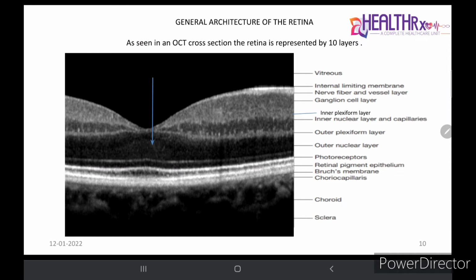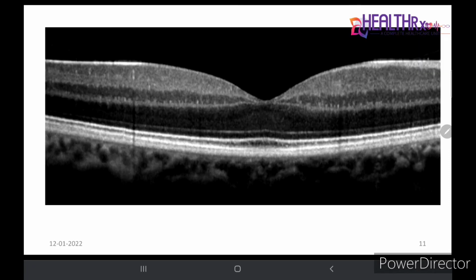Now the OCT scan of the retina represents its 10 different layers. Now since the retina that we see clinically is from the vitreous, and thus we have the internal limiting membrane end face to our eyes, we will be discussing the layers in that order. That is, from the inner retina to the outer retina.